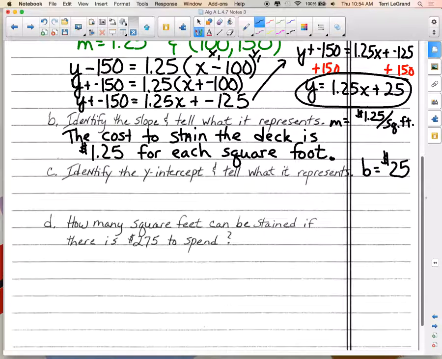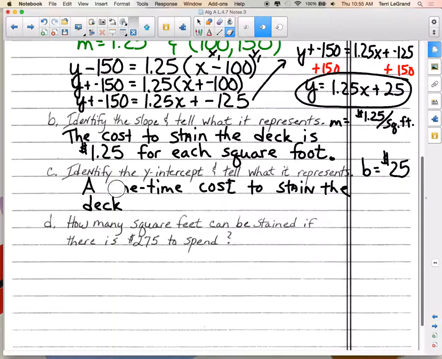Okay, identify the y-intercept, how would it represent? So the y-intercept is $25, so we're going to say what? What does that mean then? A one-time cost? We don't know what it's for. Maybe it's for the stain or something, who knows? A one-time cost to stain the deck. Would that actually be like upfront though? It's kind of like an upfront cost, yeah. You can call it that. I like that. An upfront cost. Let's change it to that.